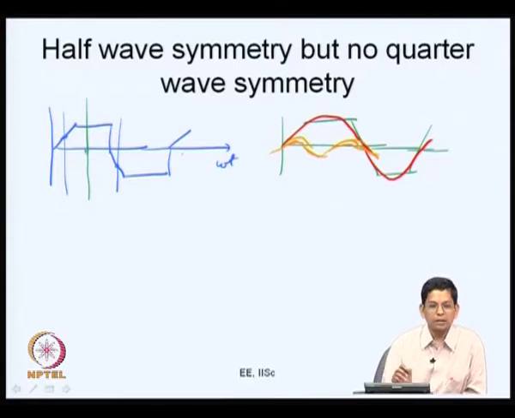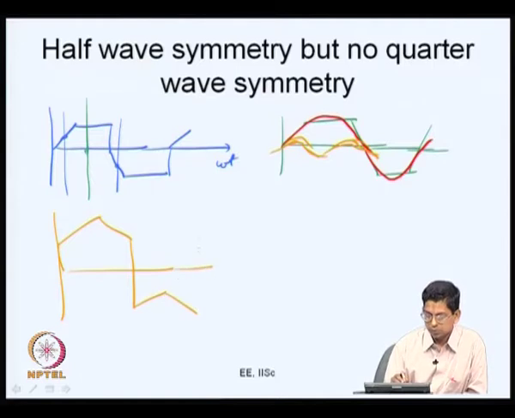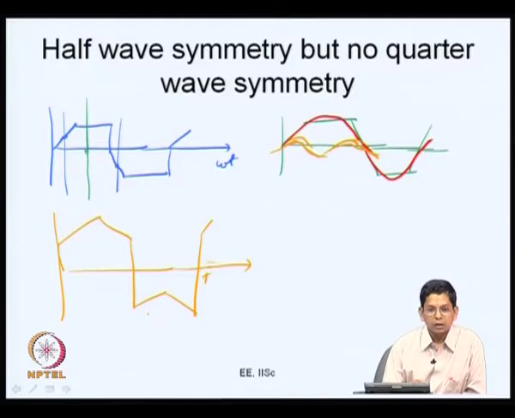So, this is one example that I gave to show that a waveform could have half wave symmetry and thereby have no even harmonics, but still not have quarter wave symmetry. I would give one other example. This is a waveform, this is time t. This waveform somehow looks nice, but has no half wave symmetry.